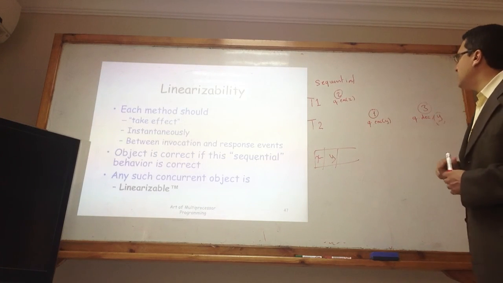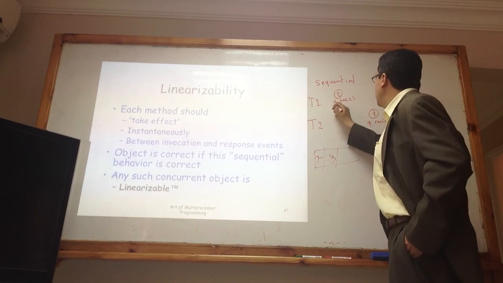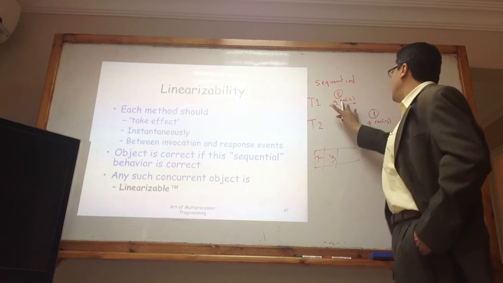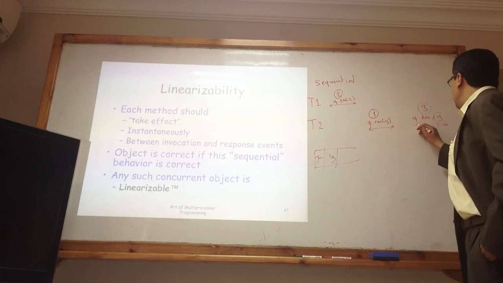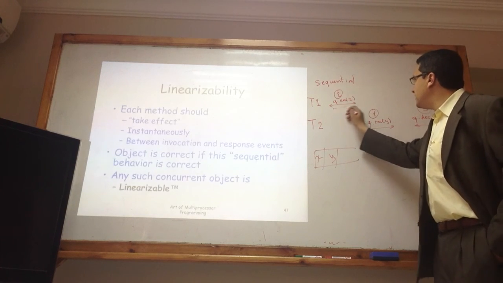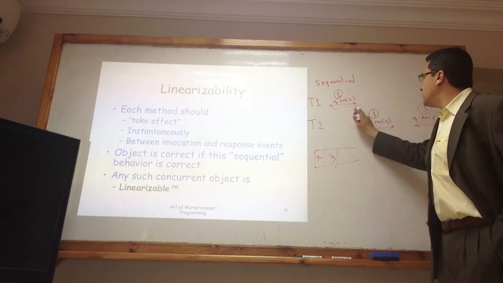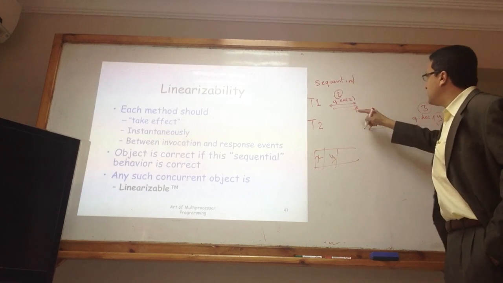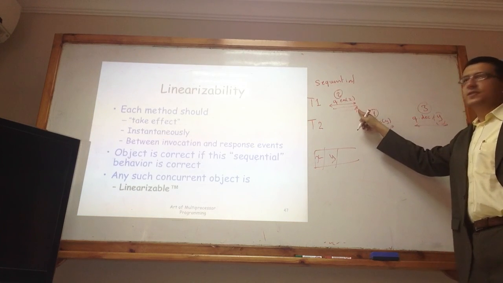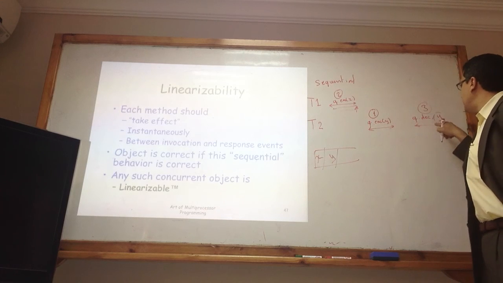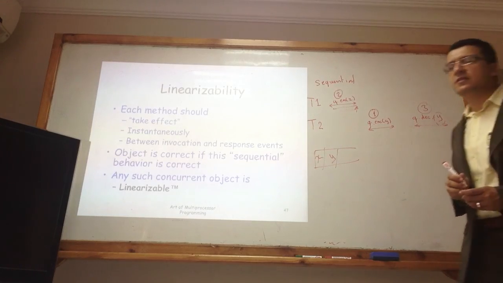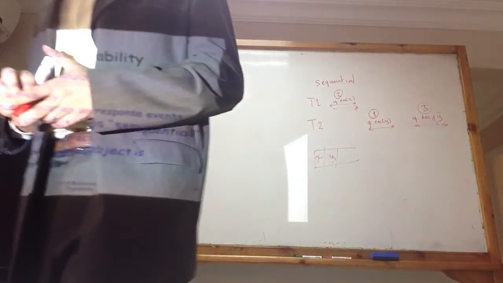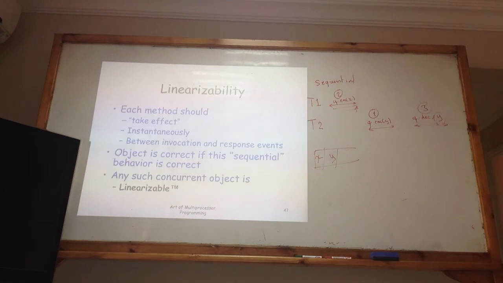In linearization, this won't be possible. If this is the interval of the invocation of this method, and this is the interval of that one, linearization has to happen at some point within the interval. So even if you put it there, X has to happen at this point of time. There is no point where this one would read Y, because this has to happen first. So linearization is much, much stronger.